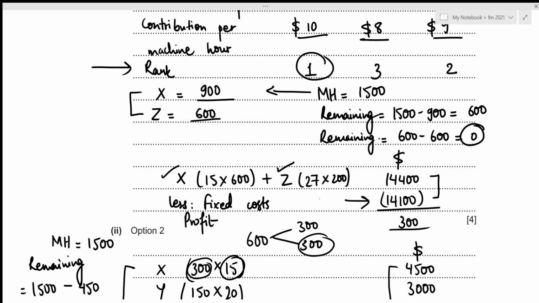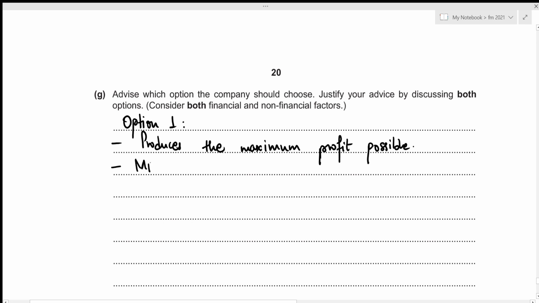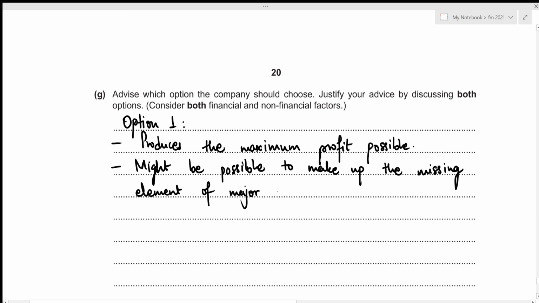So in order to overcome this, maybe we could make up the missing element of the major customer's order by holding products over from previous month's production, right? Maybe rather than selling to other customers, we could hold those product Y from previous month and then sell those products to our major customer this month. Let's write it down. Might be possible to make up the missing element of major customer's order by holding products over from the previous month's production.